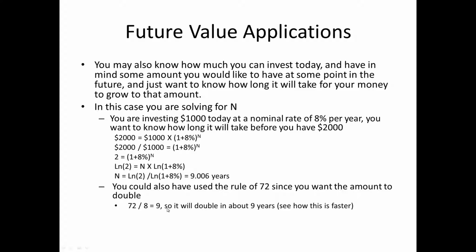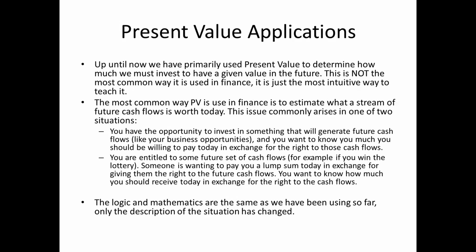That equals 9. And so the rule of 72 says that your money will double in about 9 years, which is pretty darn close to the 9.006, probably closer than most people need to know. And you didn't have to go through all the fancy algebra for that. And so that's sort of an example of how you could use that rule of 72.